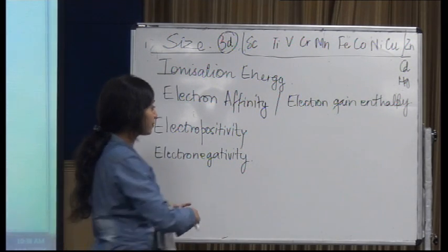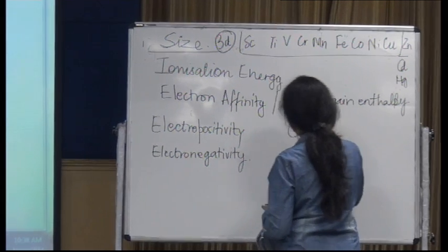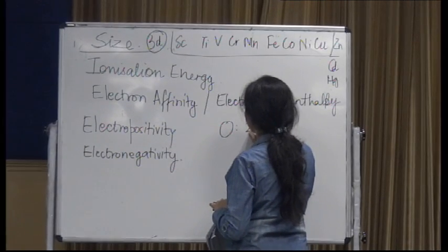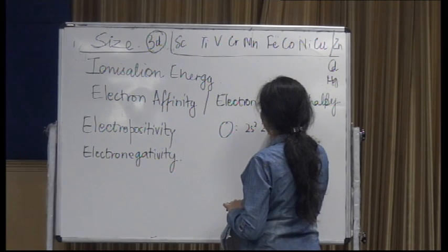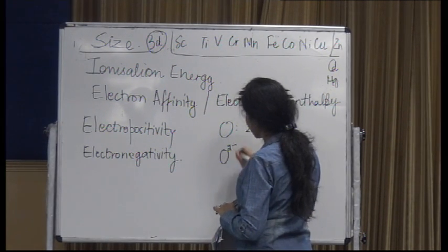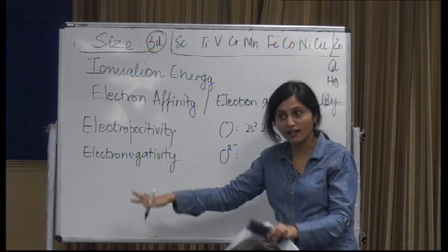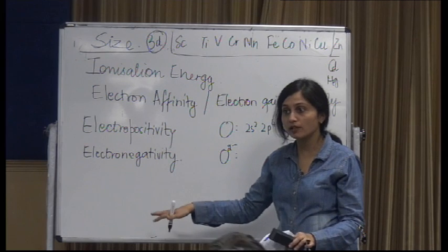Like for example, if I write oxygen, oxygen is 2s2 2p4, alright. But if I write O2 minus, then the configuration will be that of 2 minus, meaning it has already taken 2 electrons.